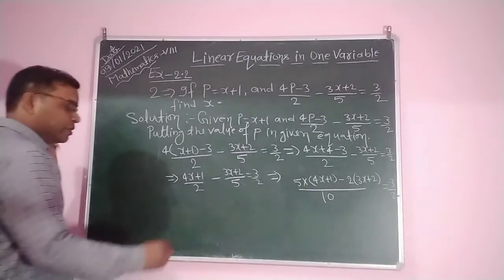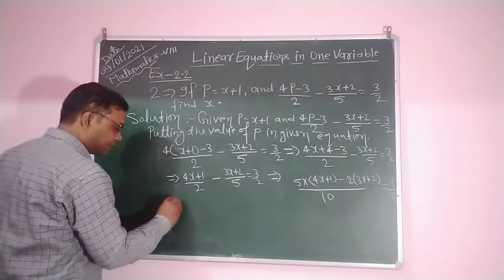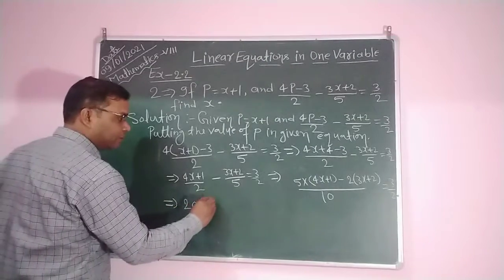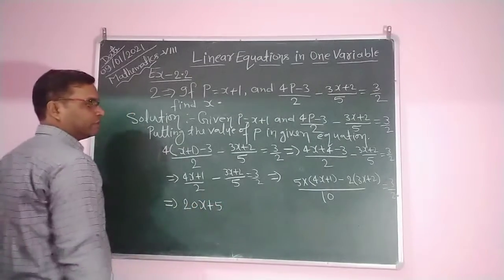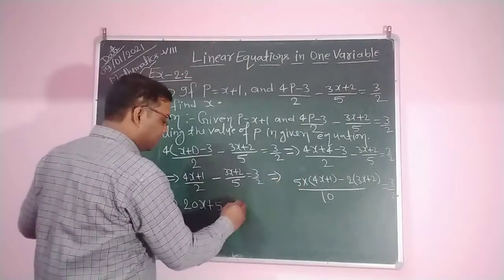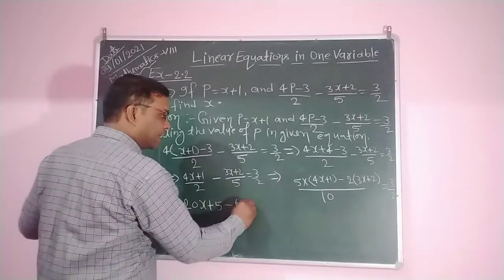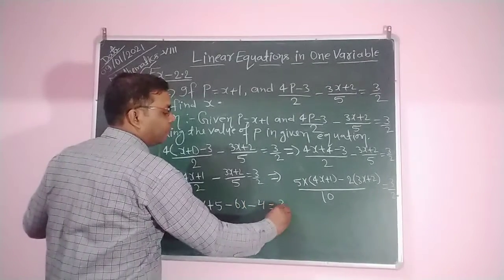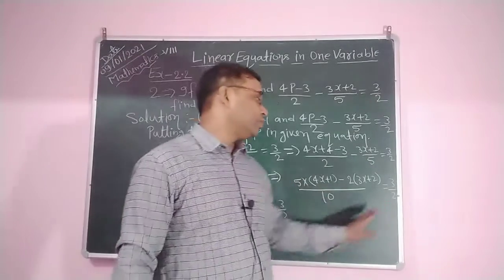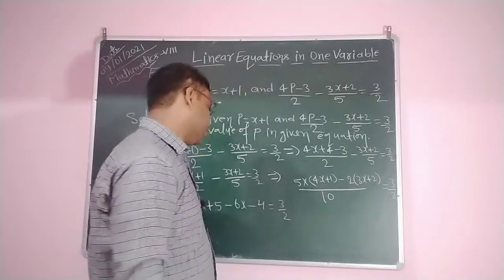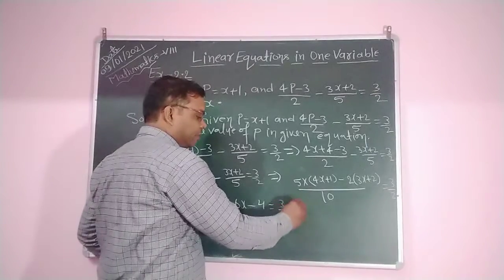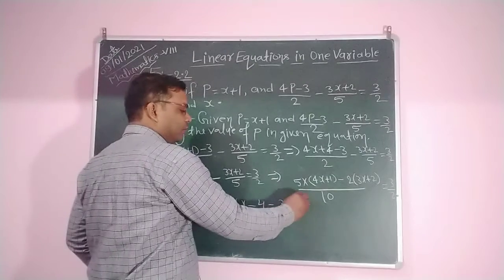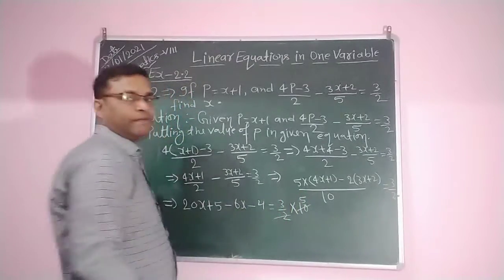Now when you open this bracket, we get 5 into 4, this is equal to 20, 20x plus 5 into 1, this is equal to 5, minus 2 into 3, this is equal to 6x, and again minus 2 into 2, this is equal to 4, and here 3/2. When you transpose this 10 to the right hand side, it becomes multiplied with 3/2. Okay, now you can cancel it. 2 fives are 10 and 5 threes are 15.